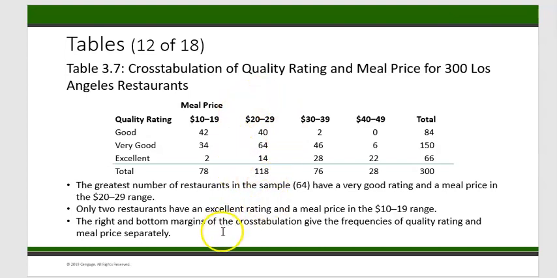The right and bottom margins of the cross tabulation are giving us the frequencies of quality rating and meal prices separately. So over here, if we look at this totals column, we can easily tell that the highest number of restaurants in our sample had the very good rating, and this bottom row over here tells us that most of these restaurants fell in the price range of 20 to 29.